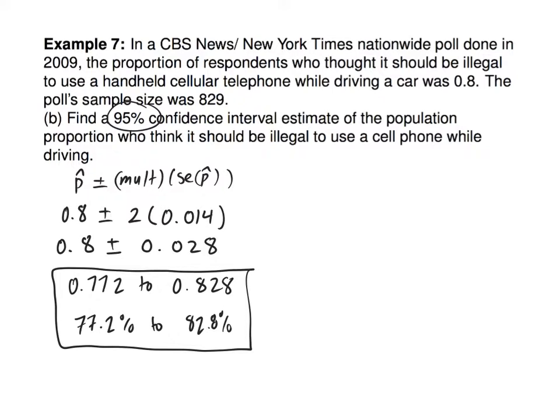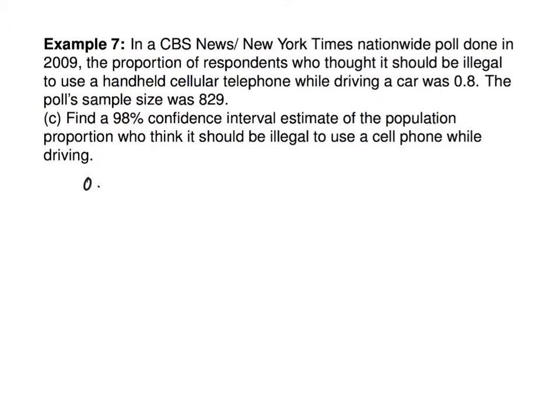So there's 95% confidence. Next, we're going to find a 98% confidence interval. What's going to change in the procedure? Multiplier. Just the multiplier. Exactly. Change the 2 to 2.33. So 0.8 plus or minus 2.33 times 0.014. So I got plus or minus 0.03262.